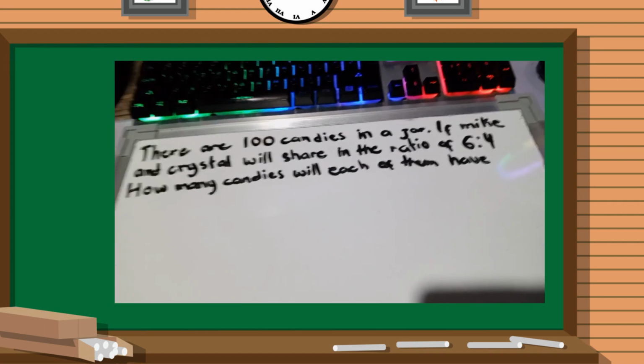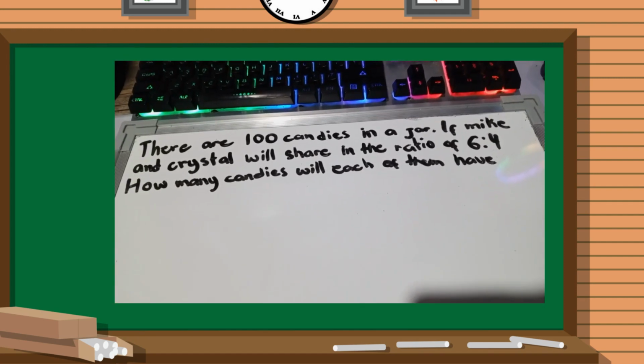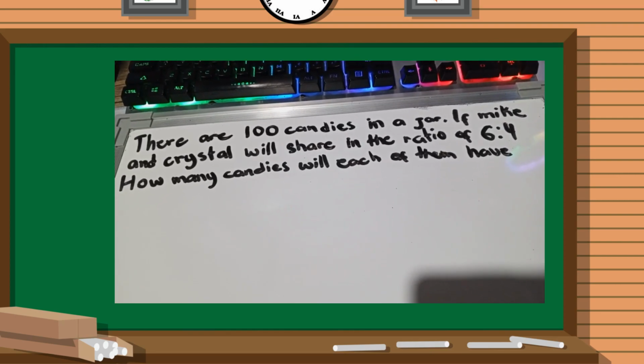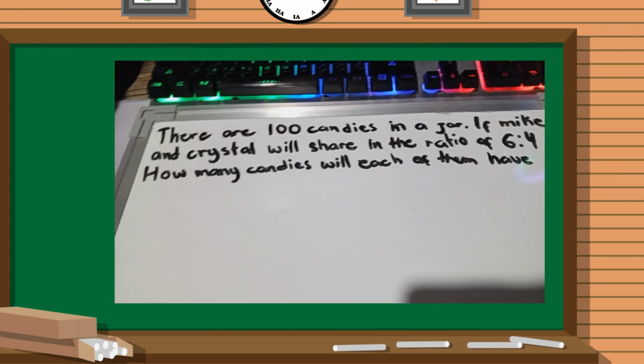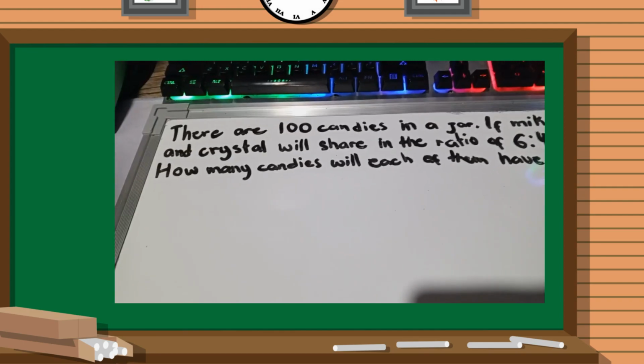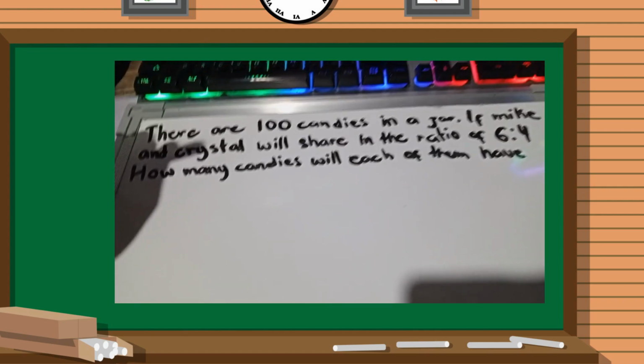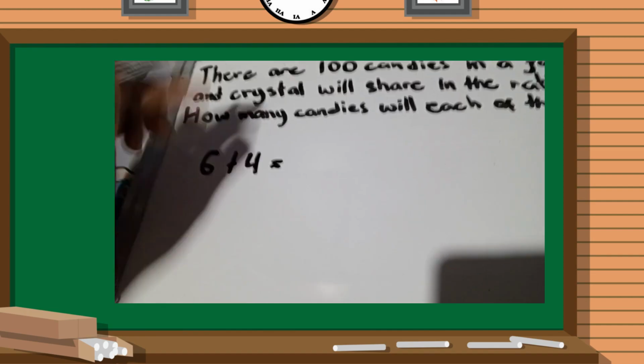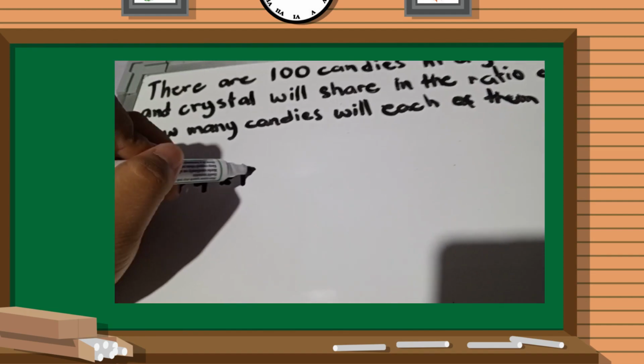Next question goes, there are 100 candies in a jar. If Mike and Crystal will share in a ratio of 6 by 4, how many candies will each of them have? Just like the first example, our step 1 is to find the sum of the ratio. So our ratio is 6 to 4. What will happen is 6 plus 4 is equals to 10.